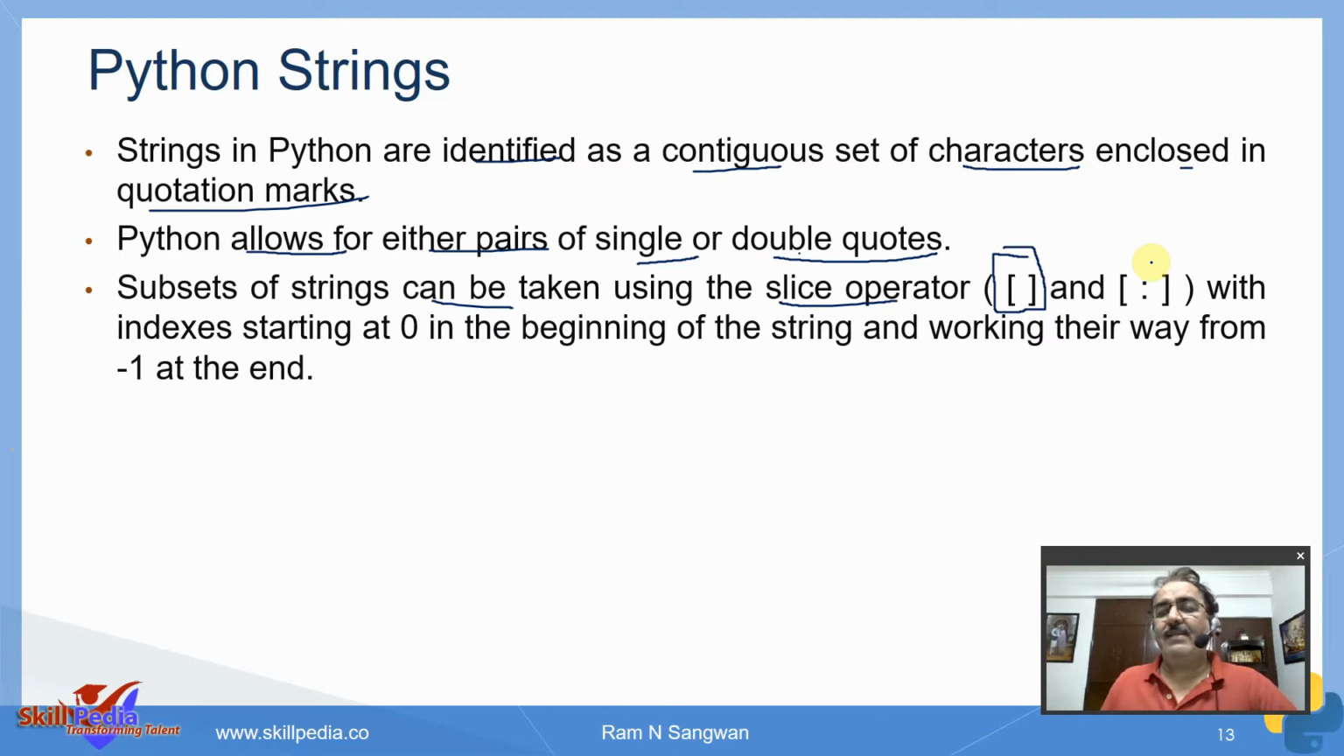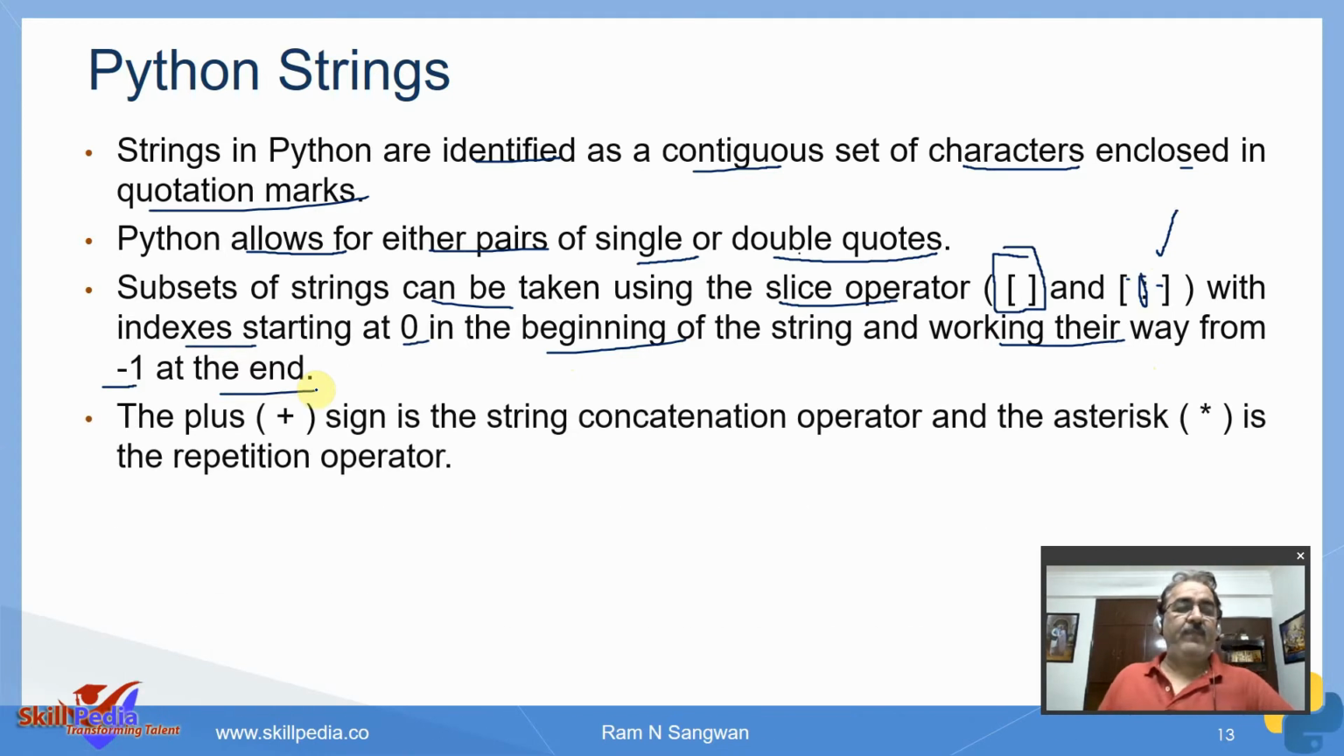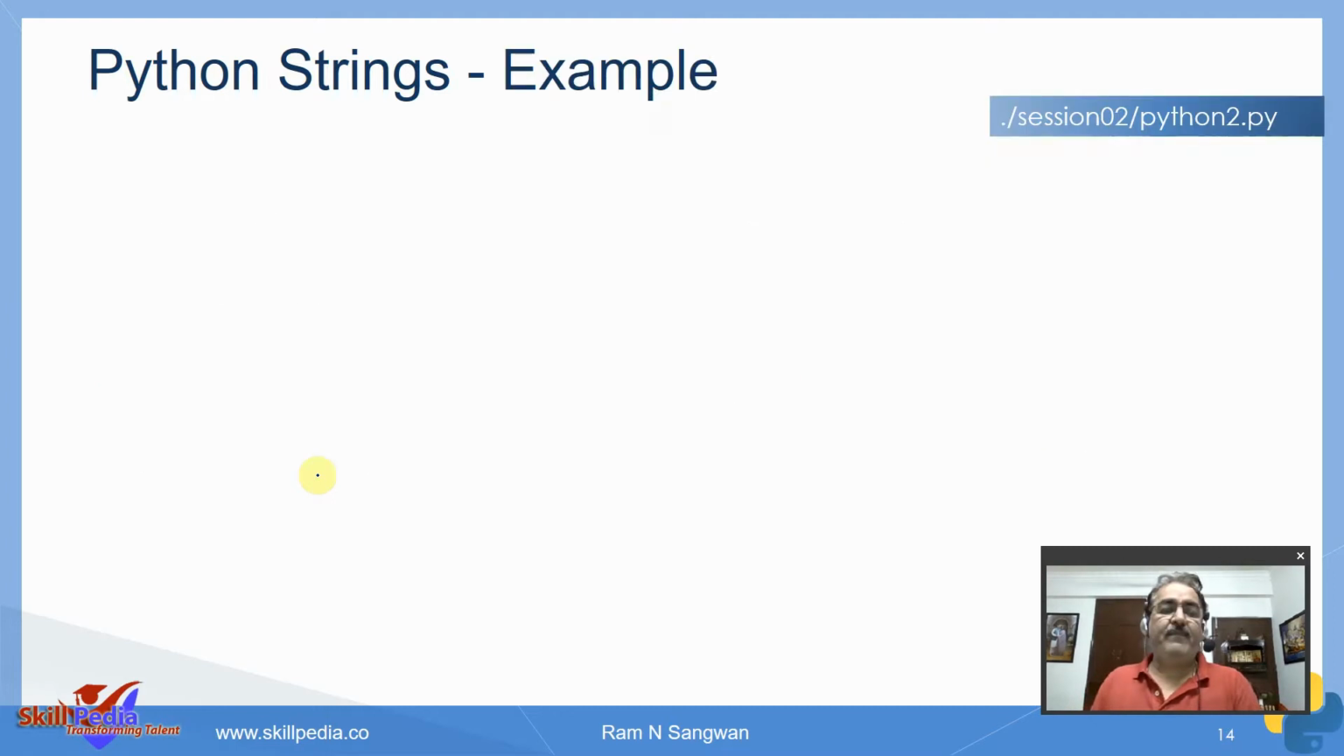Subset of strings can be taken using the slice operator, that is square brackets. This is called slicing, with the starting character and ending character separated by a colon within the square brackets. Indexing starts with 0 at the beginning of the string and works its way from -1 at the end. The plus sign is the string concatenation operator, which adds two strings together, and the asterisk is the multiplication or repetition operator, which will repeat the string as many times as you want.